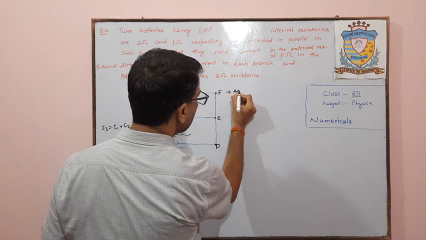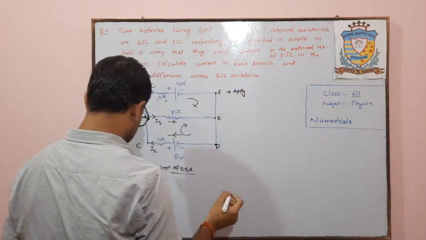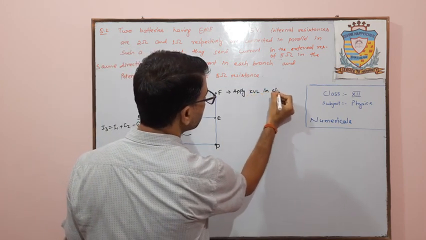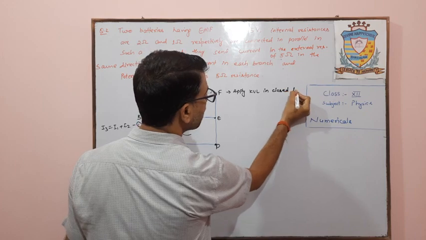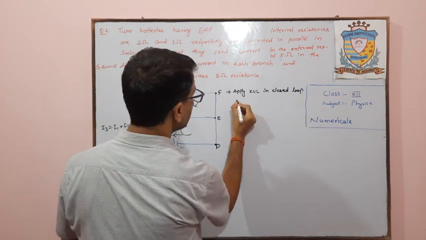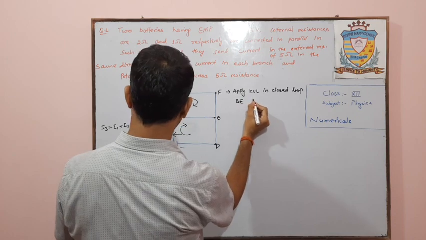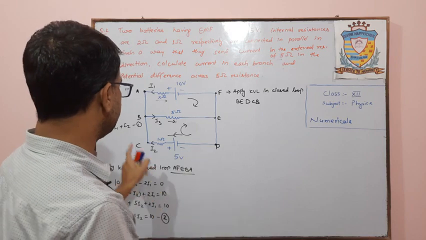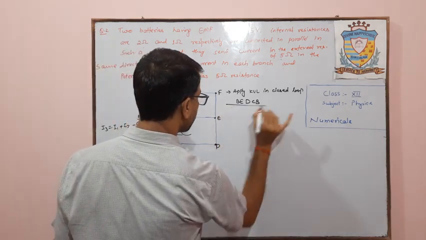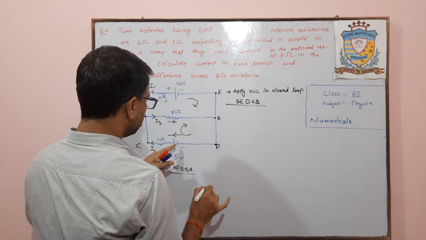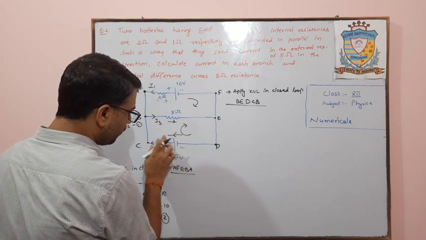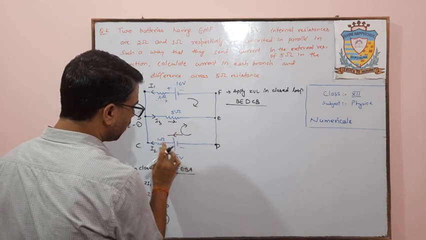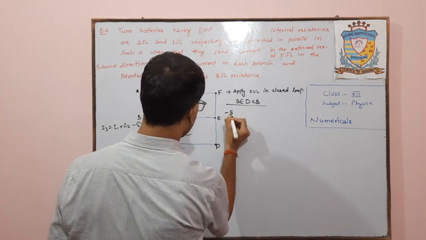Next, apply KVL in closed loop BEDCB. Now here first we'll start with the battery. This is the direction of calculation, and we are moving from negative to positive. So here it is minus 5.